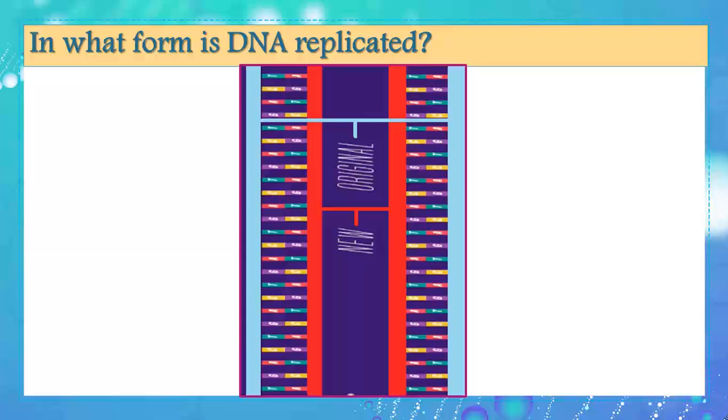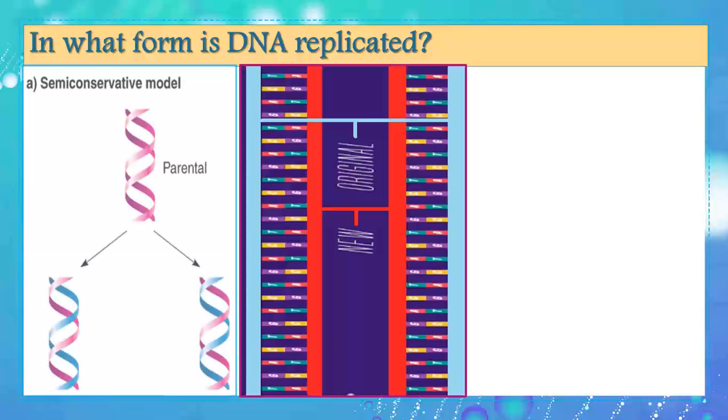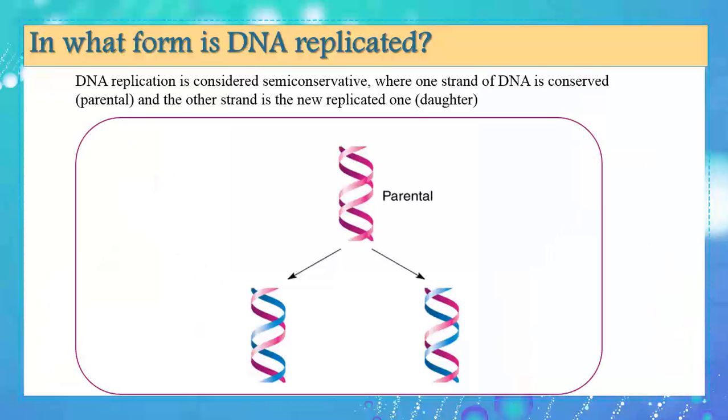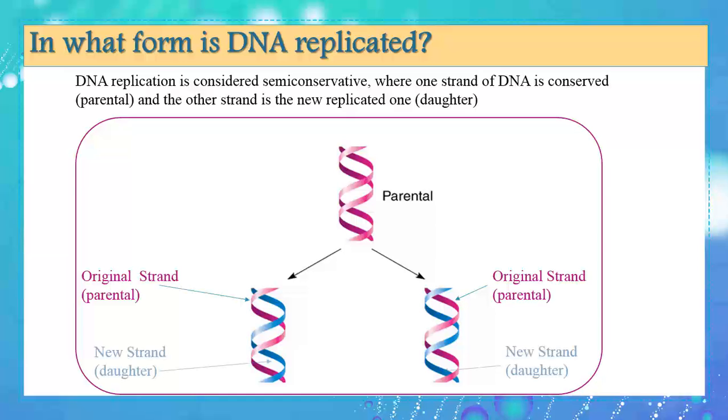By looking again at this image, what is the correct model of DNA replication? Is it semi-conservative or conservative? Remember, the two resulting DNA molecules have one old original strand and one new strand. Well, it's obvious that the correct model here is semi-conservative, where one strand of DNA is conserved and the other strand is the new replicated one.